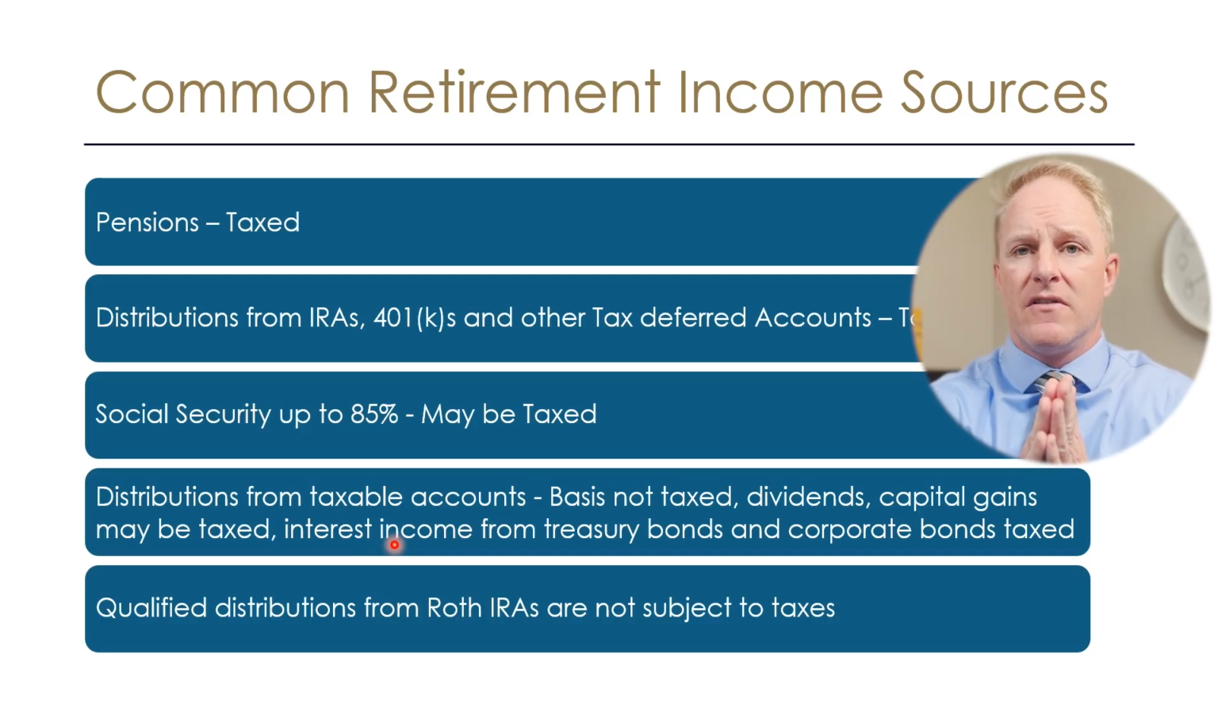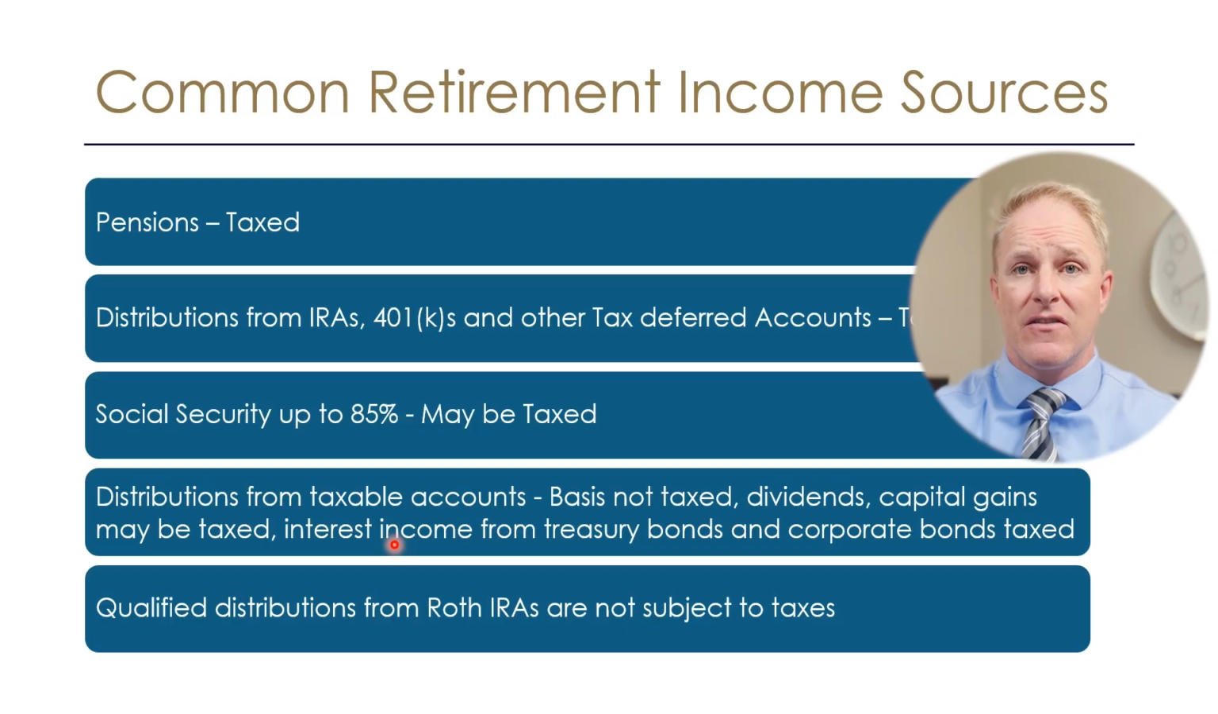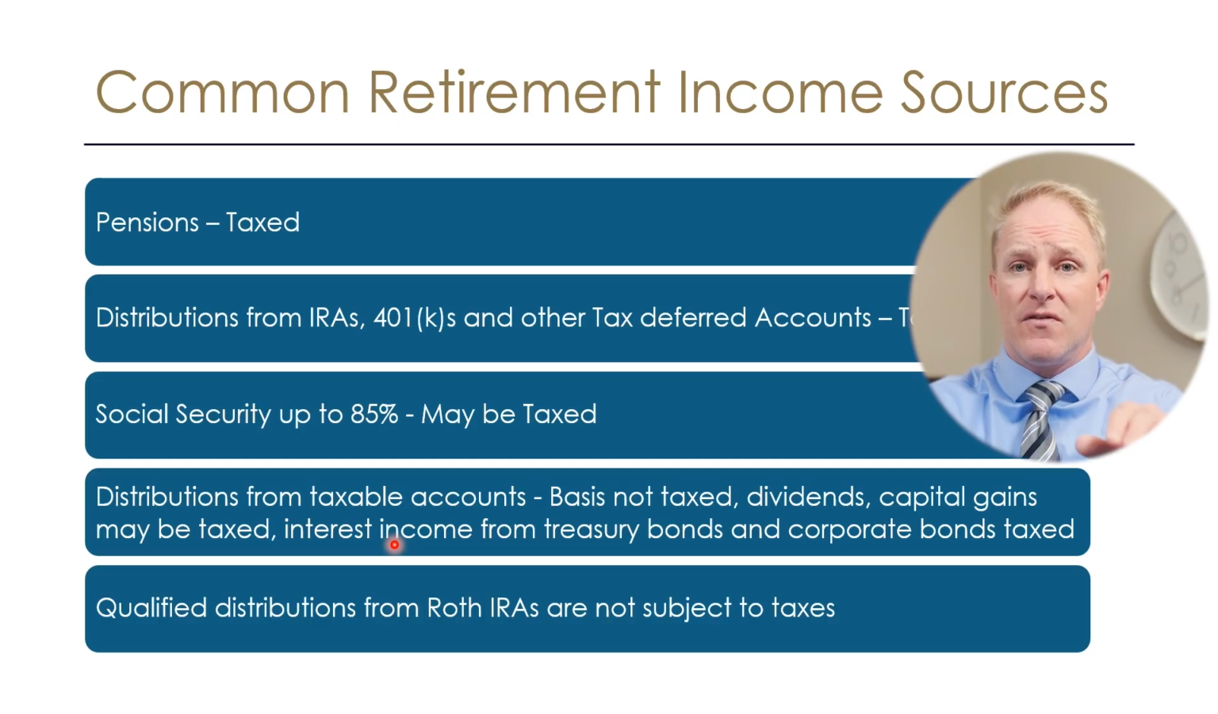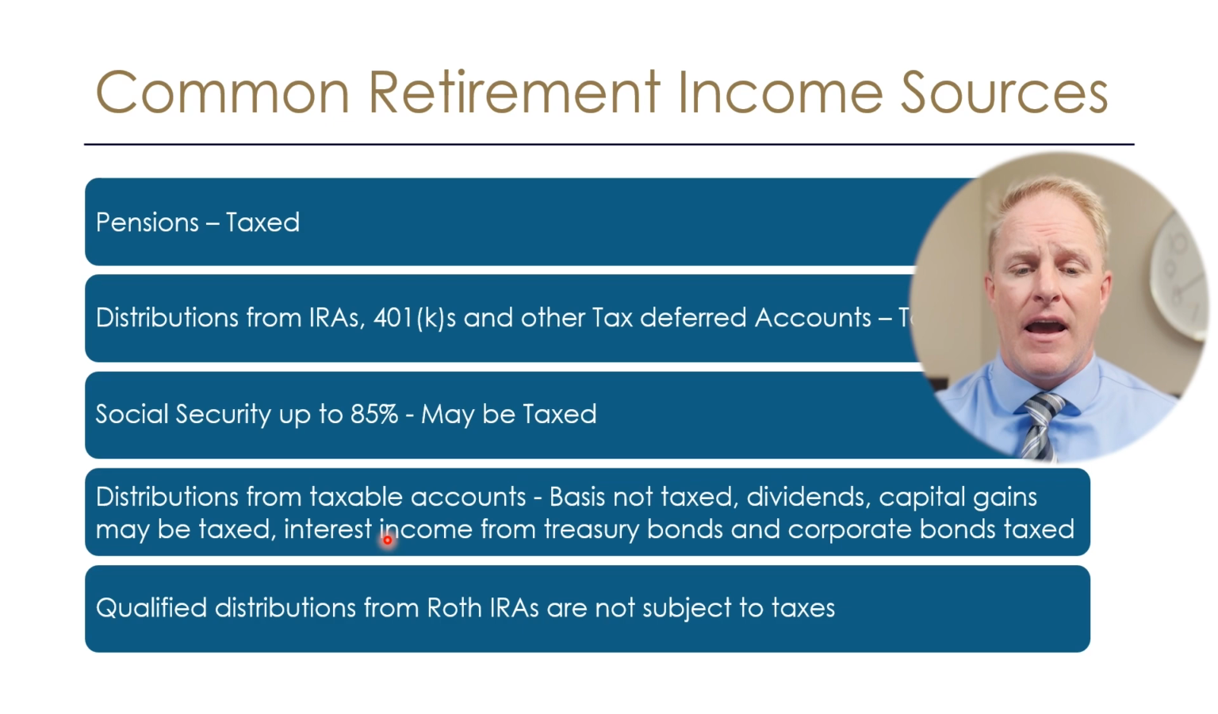Distributions from taxable accounts are a little bit trickier. When I say taxable account, I mean a brokerage account or even a bank account. If you invest $100,000 into a brokerage account and buy a variety of stocks and mutual funds, that $100,000 you originally invested is not going to be subject to tax when you take it out. But if you're earning dividends or if you have capital gains, that may be subject to tax based on your level of income. You might be able to earn dividends and capital gains tax-free if you're in a lower income tax bracket, but many people will have to pay taxes on dividends and capital gains.